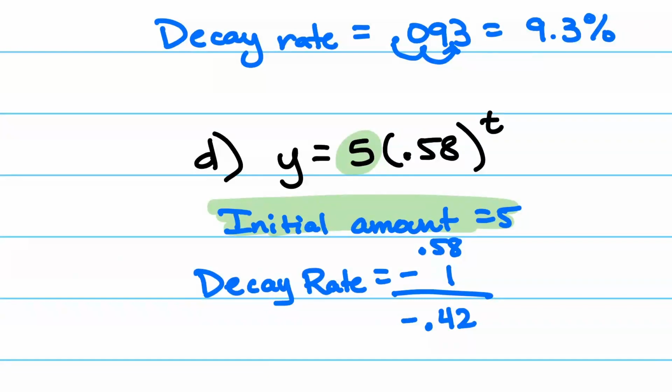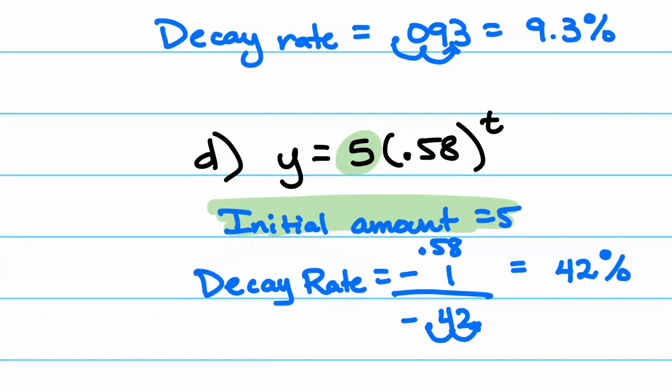Just like last time, I'm going to take that decimal. I'm going to move it 2 times to the right. What I end up with is 42%. Now, I know what you're saying. You're like, but Mr. Lechuga, there's a negative. Shouldn't I bring the negative here and make it negative 42%? The answer is no, because I'm calling it a decay rate.